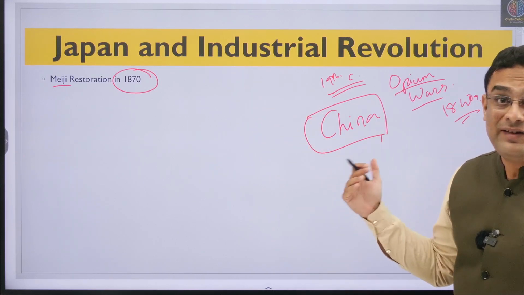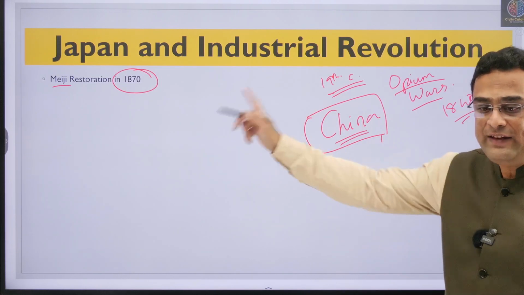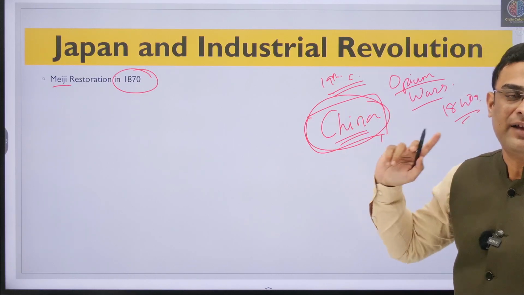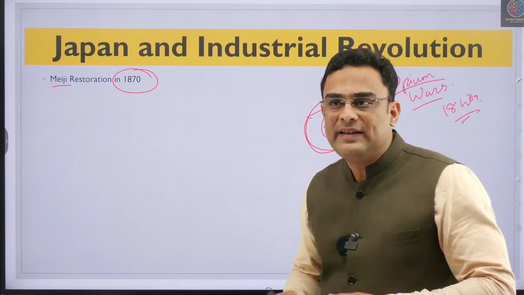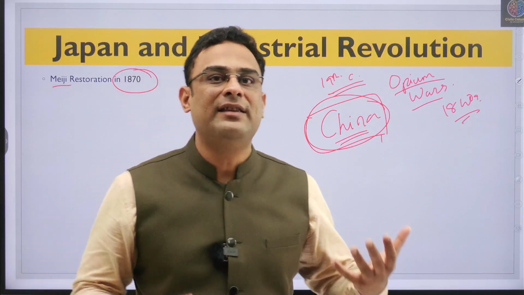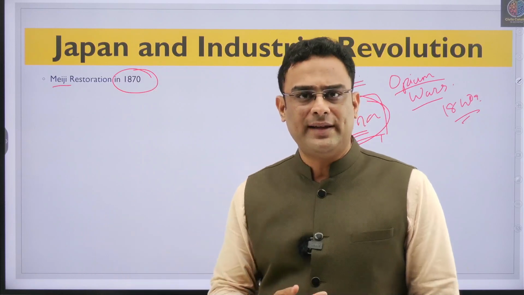The Japanese people realized well in time that if they don't change themselves, then अगला नंबर जापान का है. जो चाइना के साथ में हो रहा है, that is what is going to happen with Japan. So this led to a tremendous internal consternation within the Japanese as to what should they do. There were two thoughts over there.